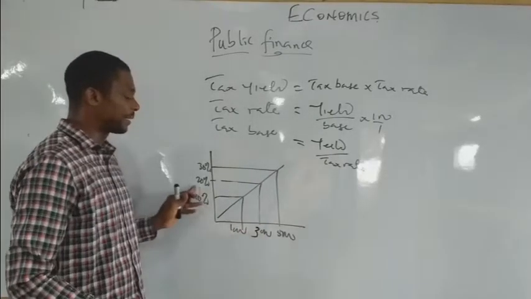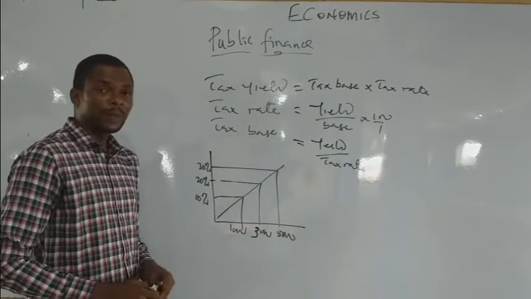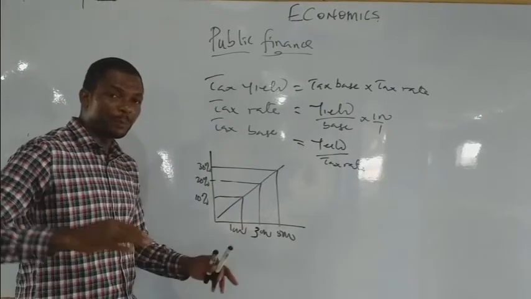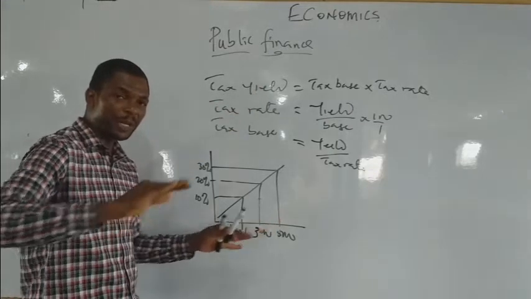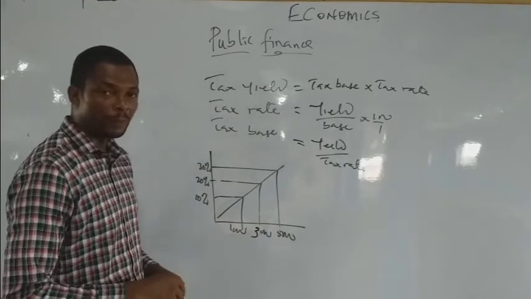You paid 20%. As your income increased to 5,000, how much did you pay? You paid 30%. Such a tax is known and referred to as a progressive tax. A tax in which you pay a higher rate of tax as your income increases is called a progressive tax.